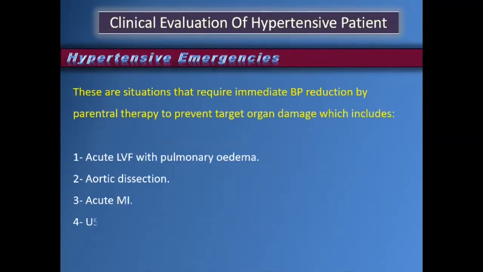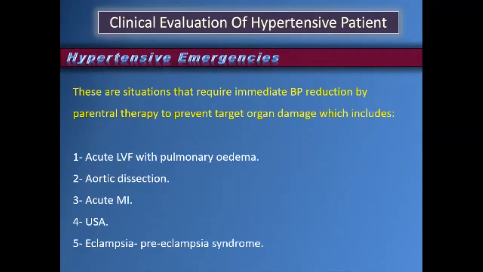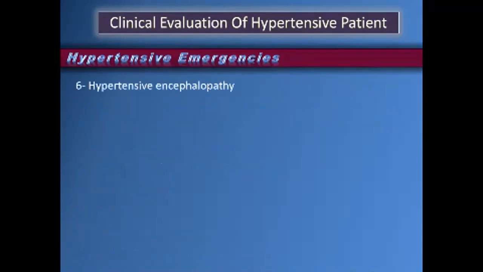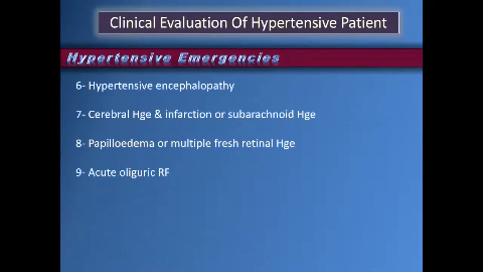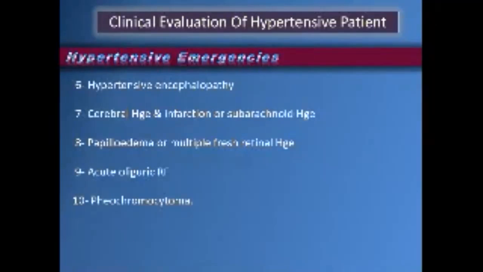There are situations that require immediate blood pressure reduction by parenteral therapy in an intensive care unit to prevent target organ damage. This situation, we call hypertensive emergencies. What are these hypertensive emergencies? Acute left ventricular failure with pulmonary edema, aortic dissection, acute myocardial infarction, unstable angina, eclampsia, preeclampsia syndrome, hypertensive encephalopathy, cerebral infarction, and hemorrhage, papilledema, acute oliguric renal failure, and pheochromocytoma.